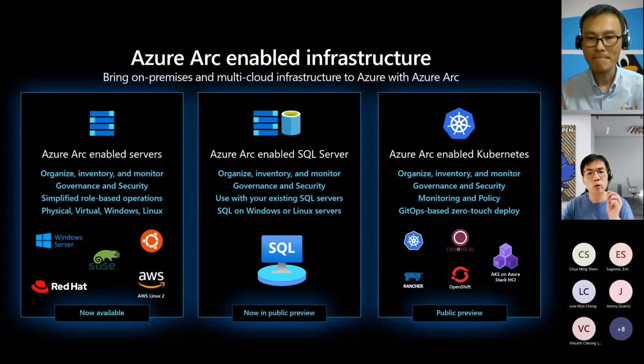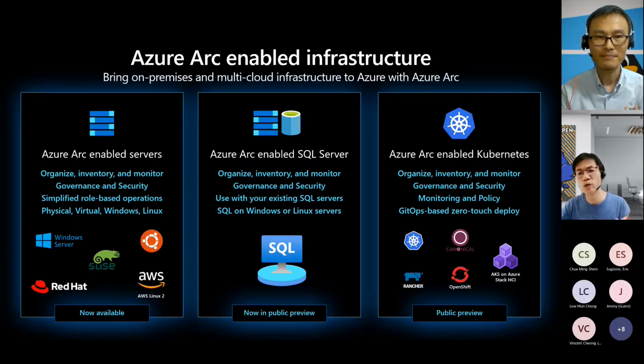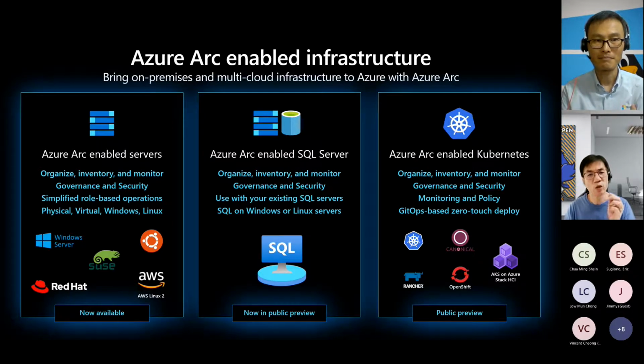And you can also use cloud native tools, practices, and GitOps configuration and app deployment to one or more clusters at scale. The Azure Kubernetes Service on Azure Stack HCI lets you deploy and manage containerized applications on Azure Stack HCI, which can be managed by Azure Arc.